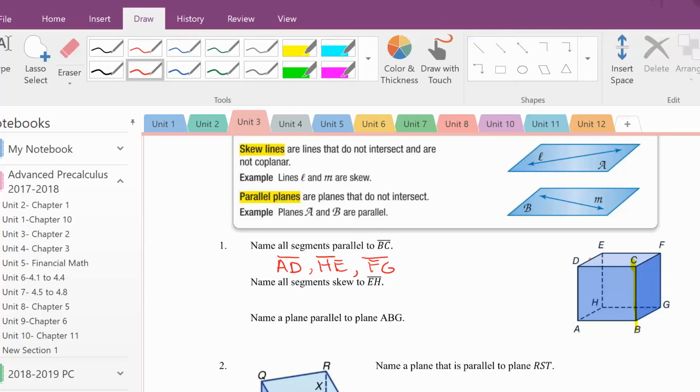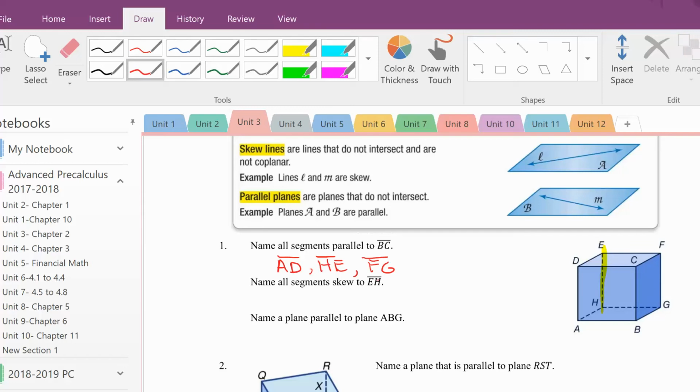ED is not parallel to BC, even though they don't intersect because they're not in the same plane. So ED would be an example of a line that's skew to BC because it looks like it would intersect, but it doesn't because they're not in the same plane. So now it says name all lines or segments that are skew to EH. So EH is here. So it needs to be skew to EH, meaning it's not in the same plane.